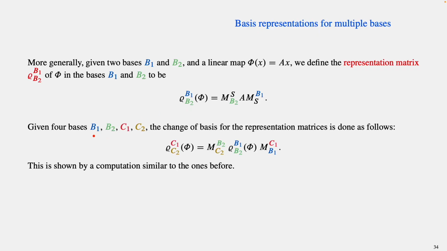And if we're given four bases, B1, B2, C1, C2, then the change of basis for the representation matrices is done as follows. So we want to have rho C1, C2 of phi, but suppose we're given this one here, rho B1, B2 of phi. Then we can get this by multiplying M_B2,C2 times rho B1, B2 of phi times M_C1,B1. And the computation to prove this is similar to the ones before. So if you want, you can do that as an exercise.